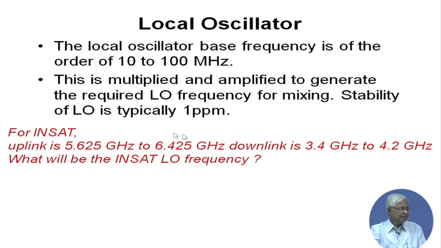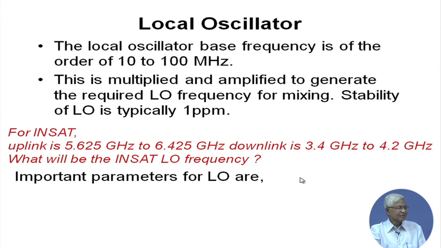Here I ask you a question. There is a band for INSAT satellite. The uplink band is 5.625 gigahertz to 6.425 gigahertz, C band, and the downlink band is 3.4 gigahertz to 4.2 gigahertz. What will be the INSAT LO frequency, which converts the whole bunch of input signals to the output signal, which is downlink? Now let us go back. You have to solve the problem. You have to find out.